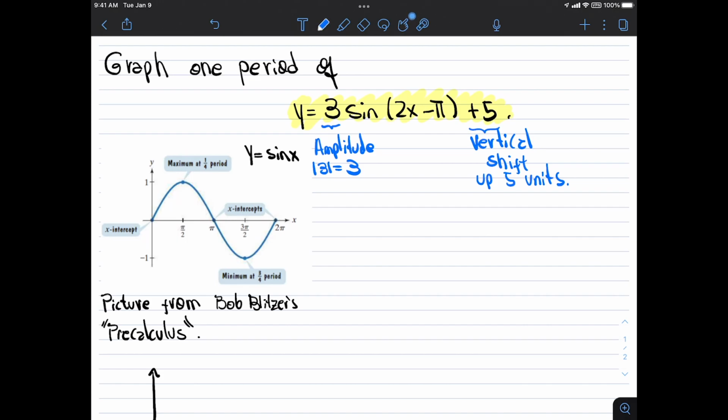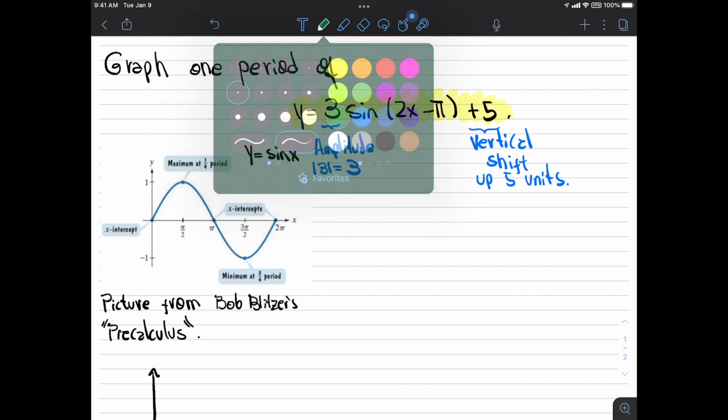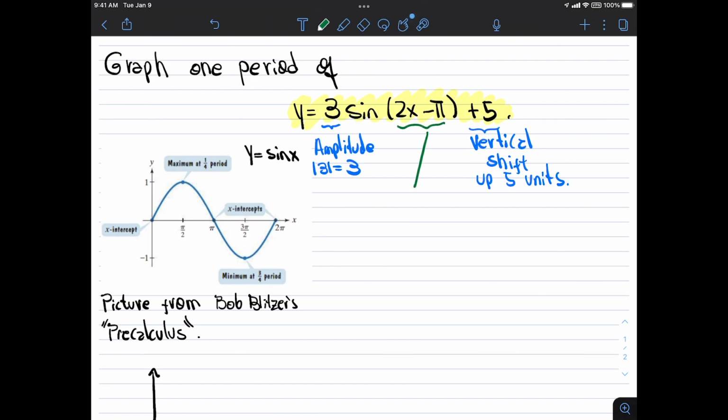And now to the most interesting part. Now I'll even do that in green. The inner portion of this is going to make a horizontal shift. So we're going to move this graph either to the right or to the left. So either it's going to do something like this, all moved to the right, or something like this, all moved to the left, like that.